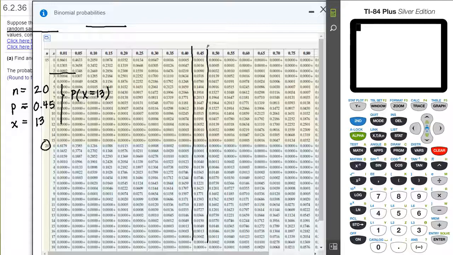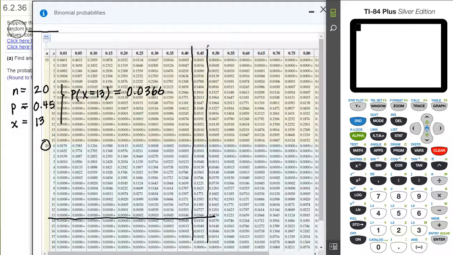The sample size is 20, and the X value we want is 13. So right under here, you look for the intersection of all that business, and we find that the probability of X equals 13 is exactly 0.0366 from this table reading. That's where all the stuff from this problem intersected.